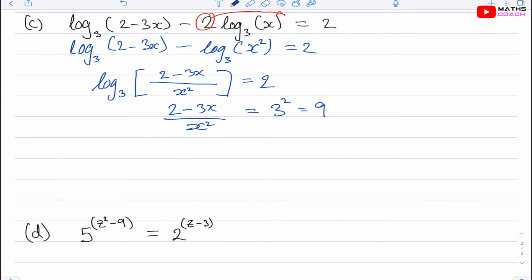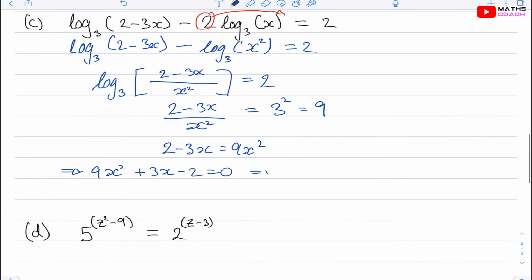So if you now take the x squared to the other side, you get 2 minus 3x equals 9x squared, or rearrange into a quadratic, we get 9x squared plus 3x minus 2 equals 0. And if you factorize this, we get (3x minus 1) multiplied by (3x plus 2) equals 0. So our solutions are x equals 1/3 or x equals minus 2/3.